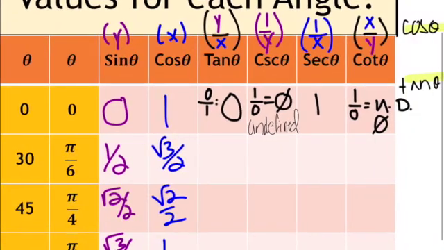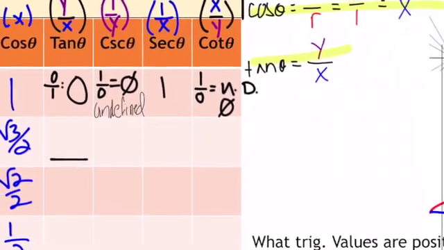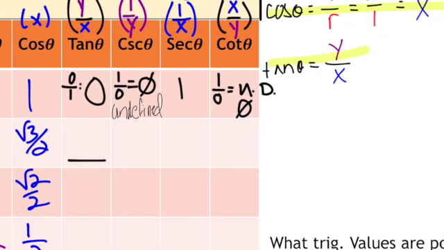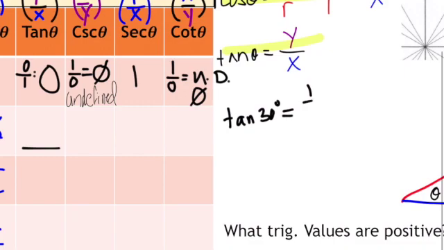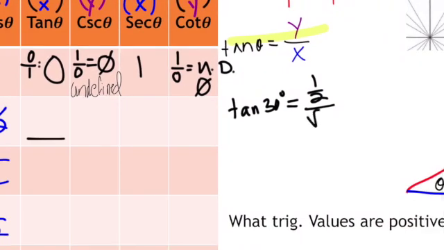So now let's find the tangent at 30 degrees, taking the y value and dividing it by the x. So let's go off to the side with this one. The tangent at 30 degrees, or pi over 6, is the y value, so 1/2, divided by the x value, which is radical 3 over 2. So I'm going to go ahead and multiply by the reciprocal.